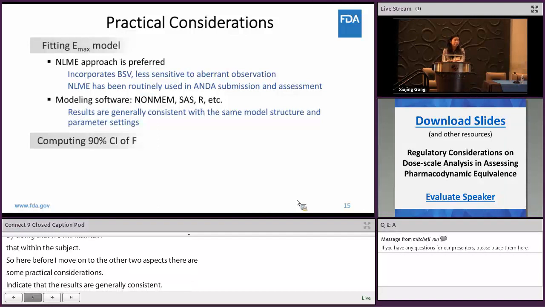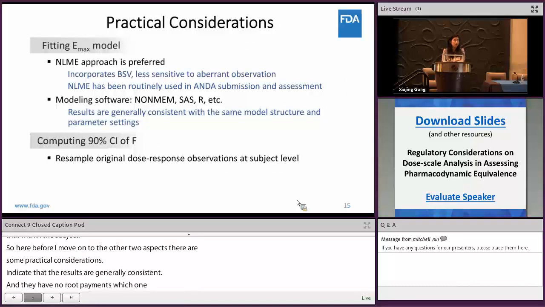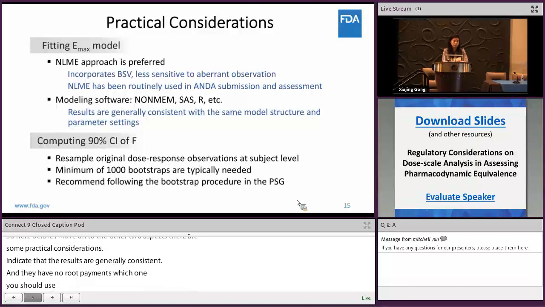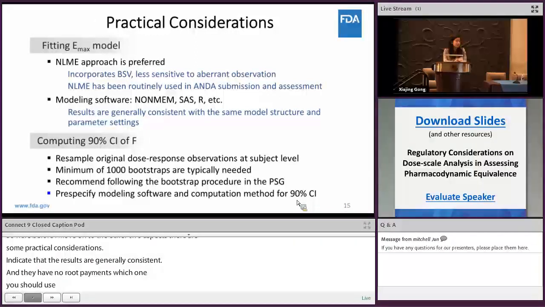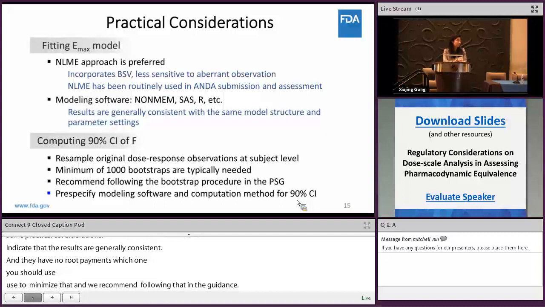Regarding computing the 90% confidence intervals of F, the recommendation is to resample original dose scale observations at the subject level and to use a minimum of 1,000 bootstraps. And we recommend following the bootstrap procedure in the guidance. And pre-specify the modeling software and computation method for the 90% confidence interval, in case you want to propose different ways of implementing it.